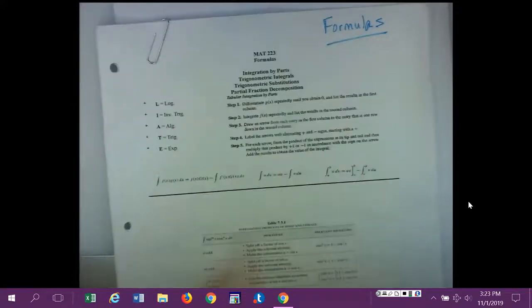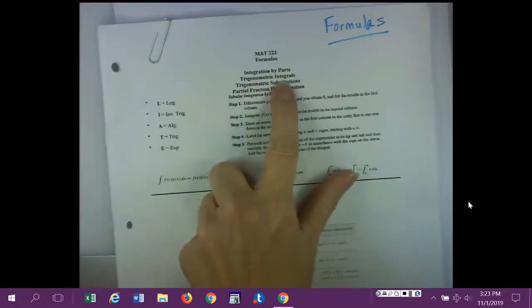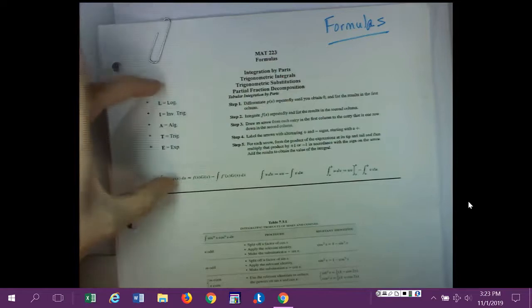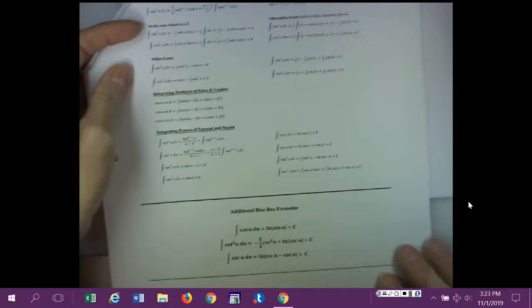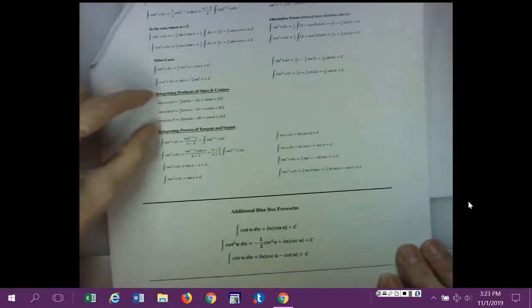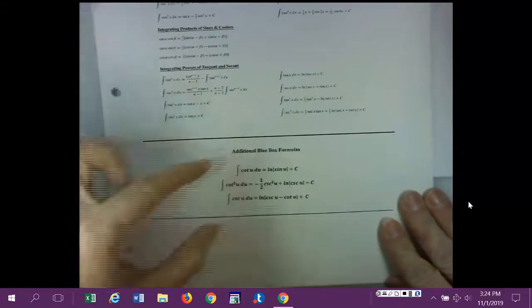This lecture video pertains to the topic of trig integrals. We have discussed integration by parts. Trig integrals, in terms of formulas, will involve two tables. The second page of the formula sheet will involve formulas, some identities that we'll need, and additional formulas that we derive together in class.